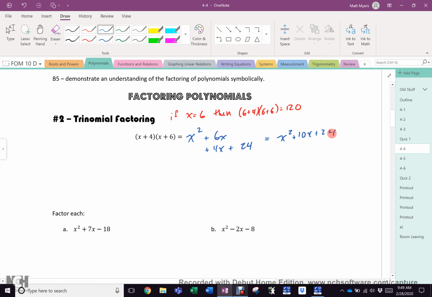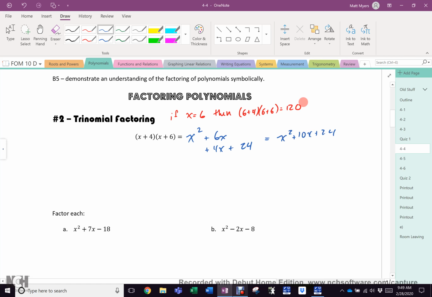Right? Okay. Now, if x is 6, what's 6 squared? 36. What's 10 times 6? What's 36 plus 60? 96. What's 96 plus 24? 120. And I get the same answers.